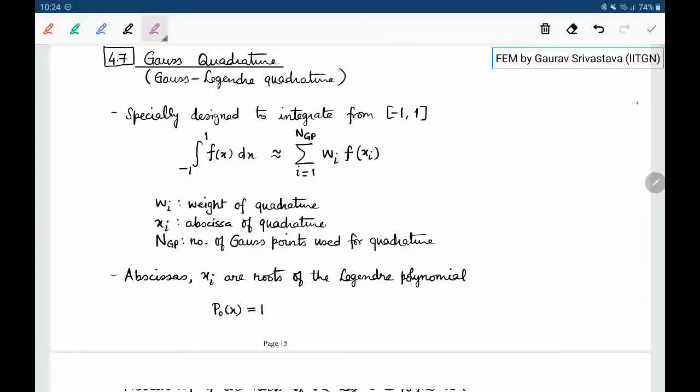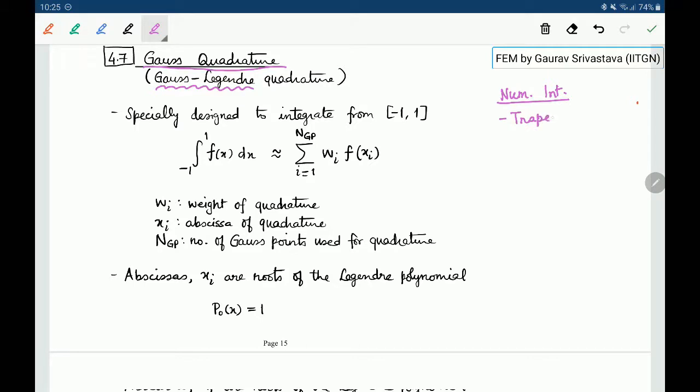In this session, we will learn about a particular type of numerical quadrature or numerical integration, which is called Gauss quadrature. It is also sometimes called Gauss-Legendre quadrature. And I'm sure you have come across numerical integration methods earlier also. One of the very common ones is something called the trapezoidal rule.